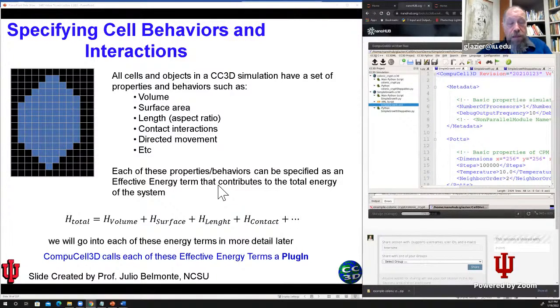Those are going to be implemented. In the real world, things move in response to forces. Things don't move if there's no force acting on them. Things move if you apply a force.